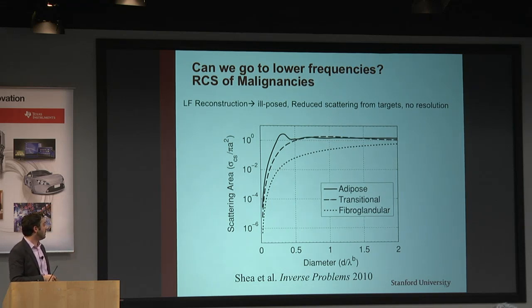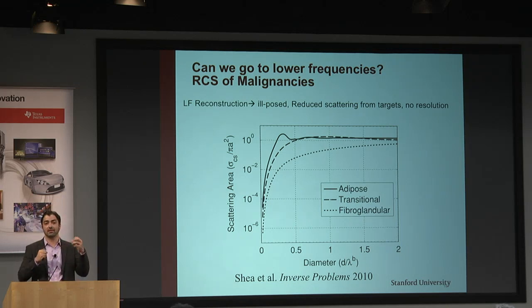But the fundamental problem there is that as you go to lower frequencies, the radar cross-section of your malignancy, of your target, drops. So the SNR becomes a huge problem. And we know resolution, super resolution, all these things work well if I have SNR. If I don't have SNR, that's going to be a problem.